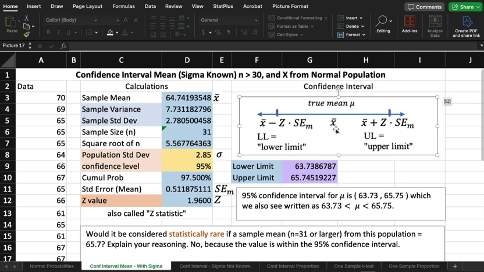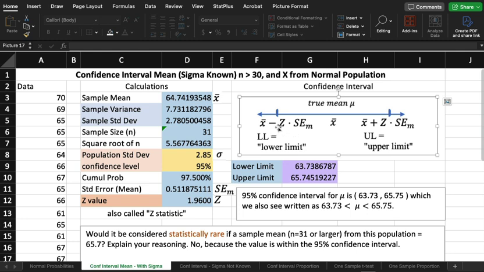So if you were to picture this on a number line, at the center of the number line, we would have our X bar, which is 64.74. And towards the left side, we would have something called a lower limit, which is going to be X bar minus Z times our standard error of the mean. And then on the right side, you would have a number that we're about to calculate. It's going to be X bar plus Z times the standard error of the mean.